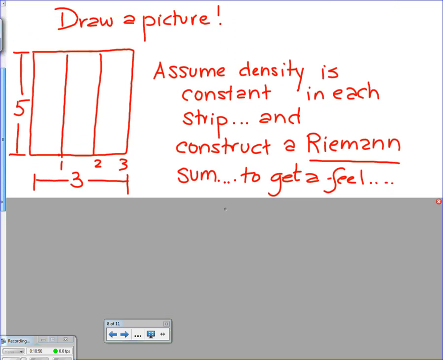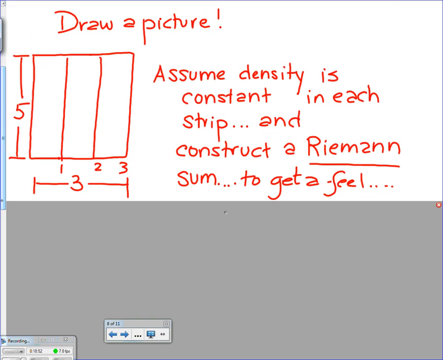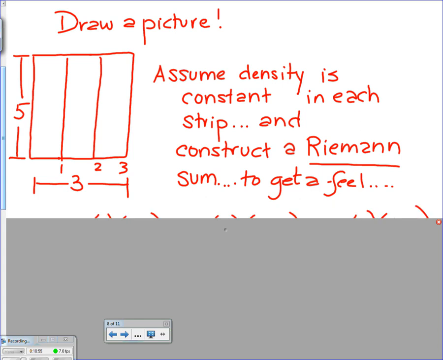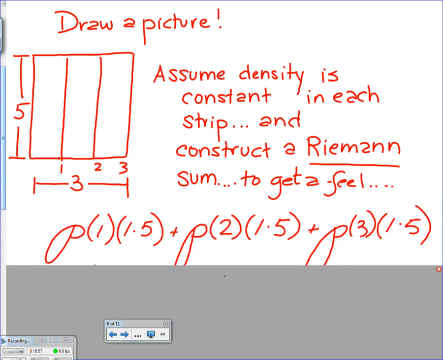So if you are estimating, say, the mass for each strip, you would take the density at the first segment, and what's 1? That's actually the delta x, times the height. So I'm taking the area of this strip. So this is the area of the strip times the density. And make sure the units work out, okay?